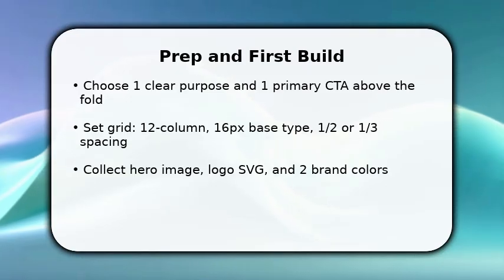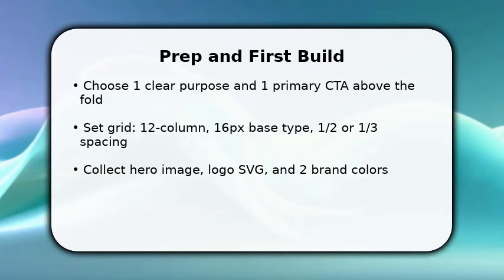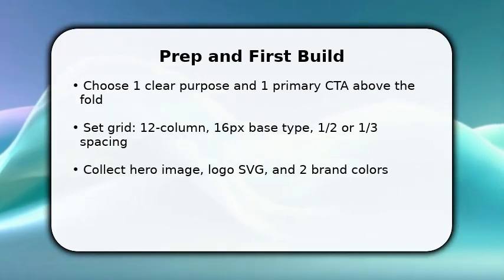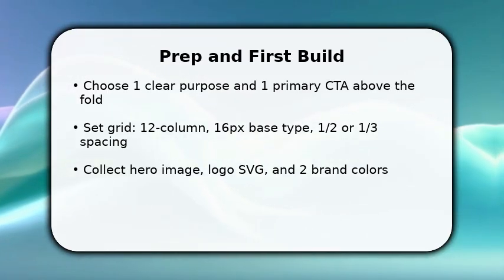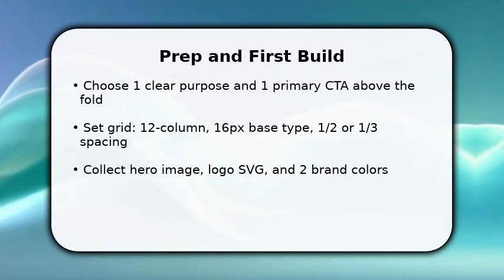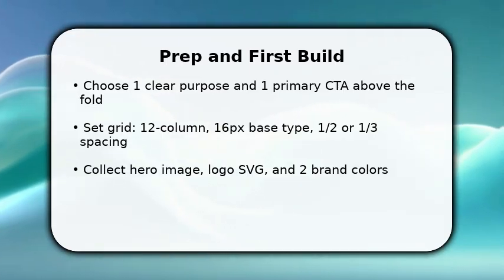You start by defining a single purpose and the first visible CTA. This focuses design decisions and increases conversions. Once done, establish a layout grid, 12 columns with a 16px base type, so spacing stays consistent.